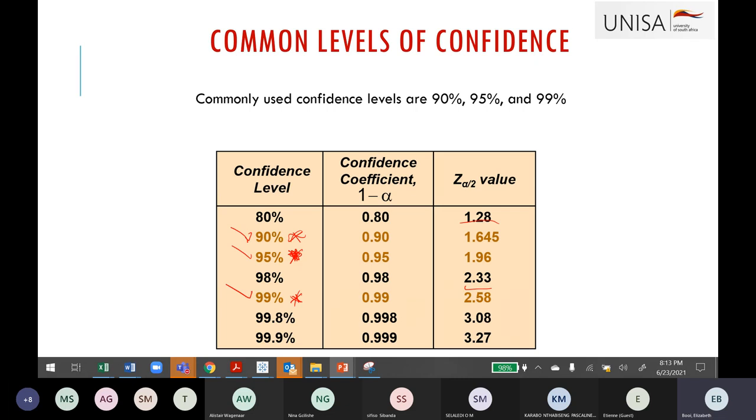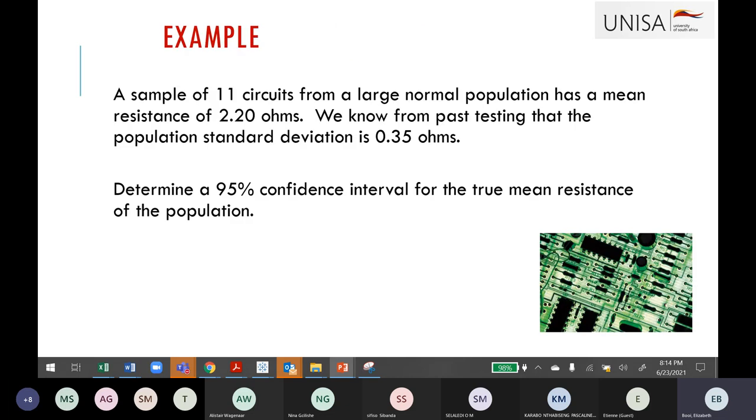When we do confidence intervals, you will see with lots of exercises, they will keep on asking 95% confident, 95%. When we do hypothesis testing, most of the time they will ask 95%, 95%. So they constantly use a 95% confidence interval. Okay, so let's now do an example and see how we can apply all this that we just learned.